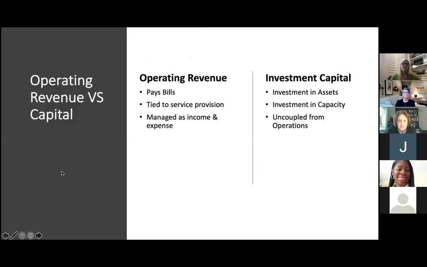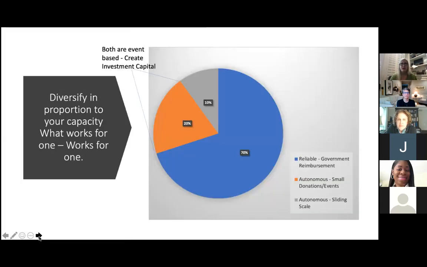So, there's a difference, as I said, when we're talking about the government grants around creating operating revenue, which pays bills. It's tied to the service provision. It manages income and expense, sort of a budget in and out, versus creating investment capital, which is that margin that is produced so that you can invest in assets or invest in capacity. It's uncoupled from operations and can be set over here. So each of those is very important to understand.